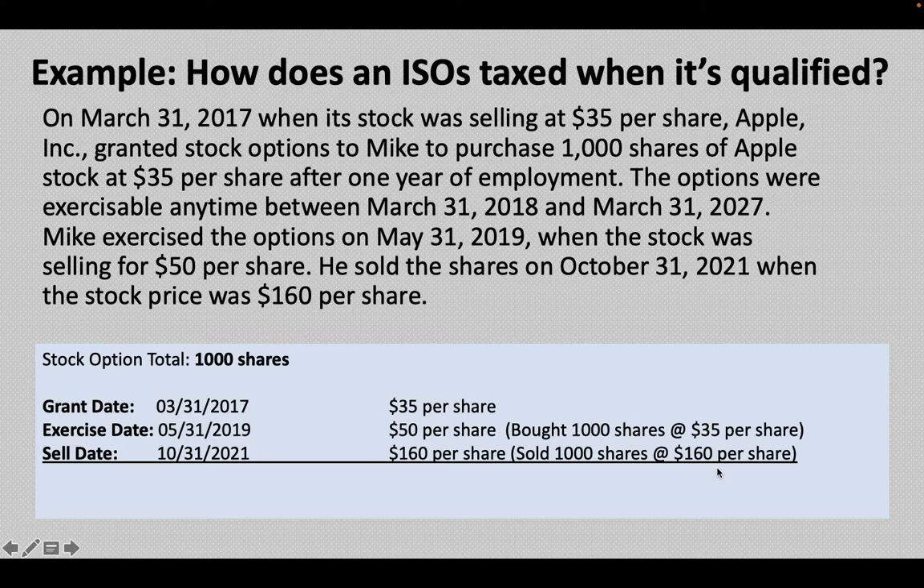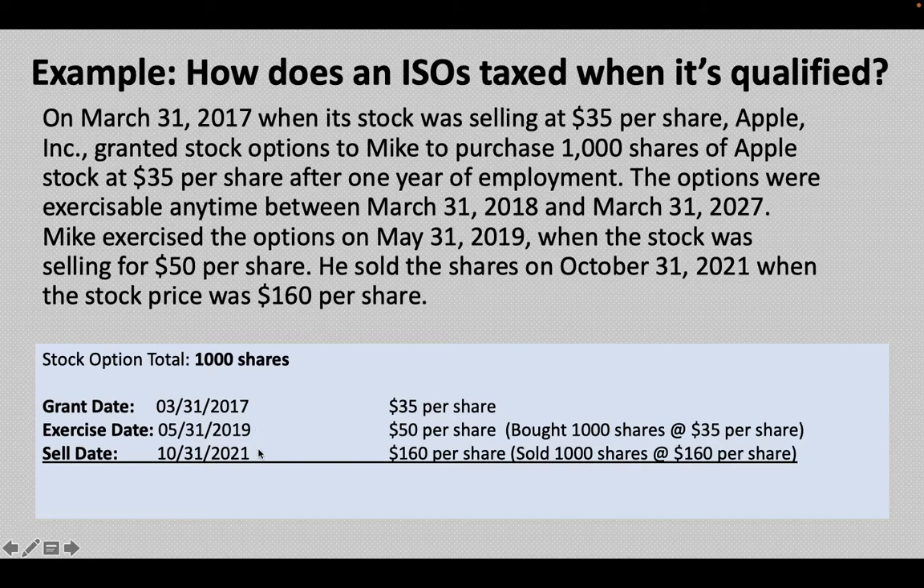Okay, let's look at the holding period. From the grant date to the exercise date is over 2 years. Then from the exercise date to the sale date is over 2 years. So from the grant date to the sale date is over like 4 years, right? So you meet the holding period for both the 2-year and the 1-year requirements.